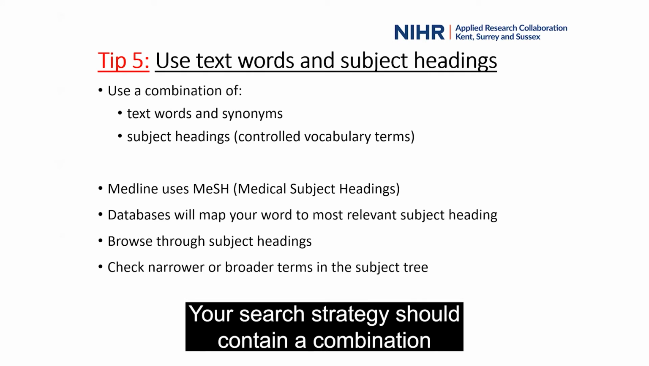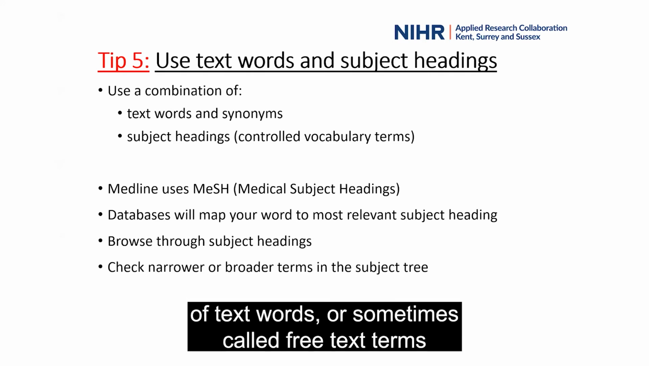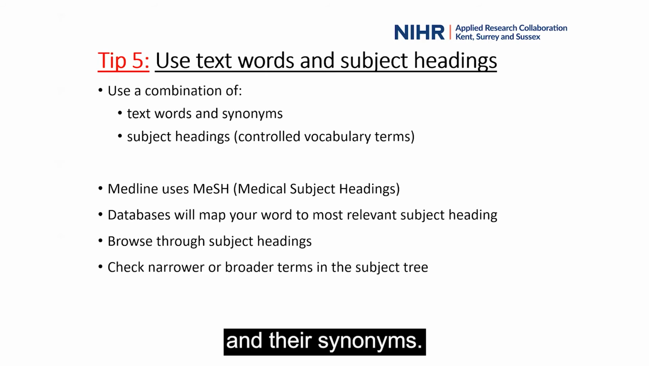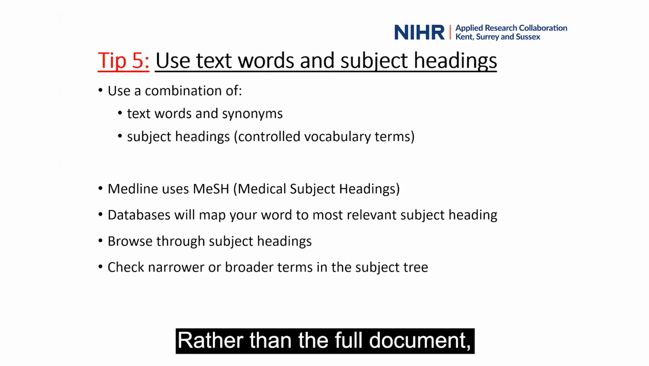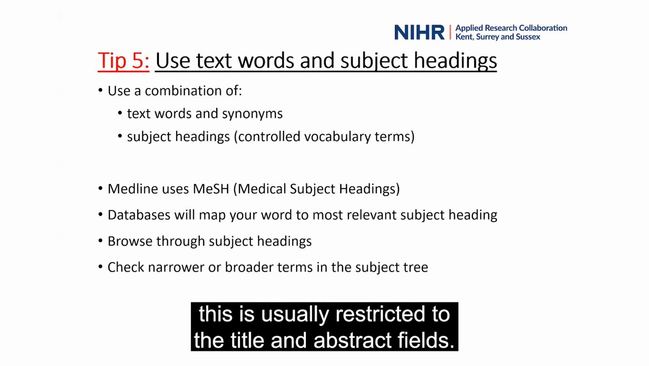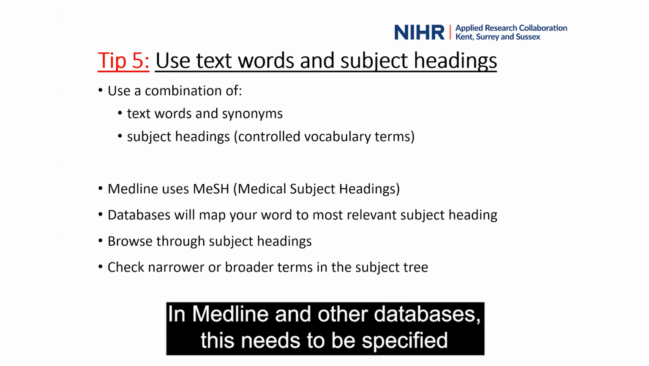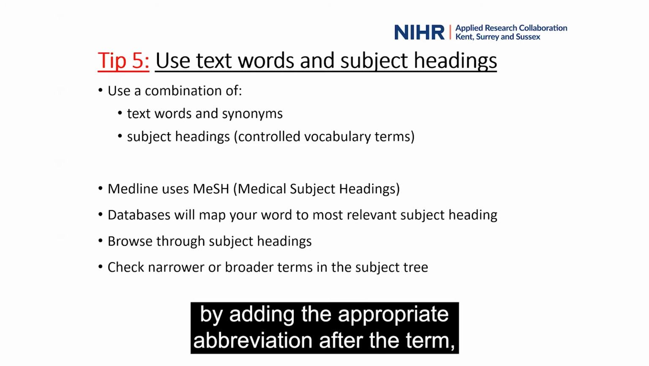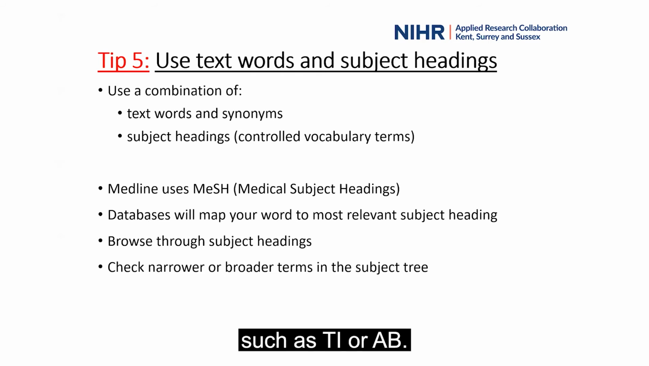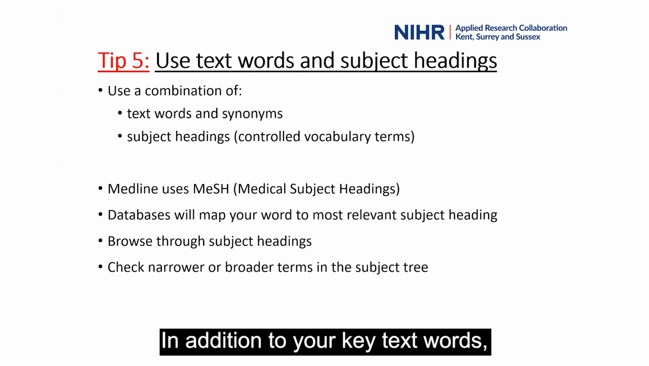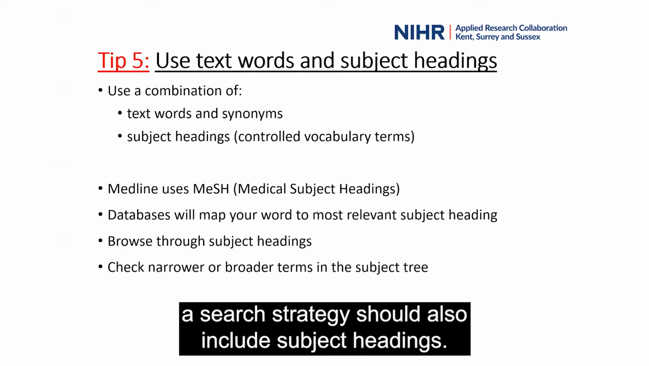Your search strategy should contain a combination of text words, sometimes called free text terms, and their synonyms. Rather than the full document, this is usually restricted to the title and abstract fields. In Medline and other databases, this needs to be specified by adding the appropriate abbreviation after the term, such as TI or AB.